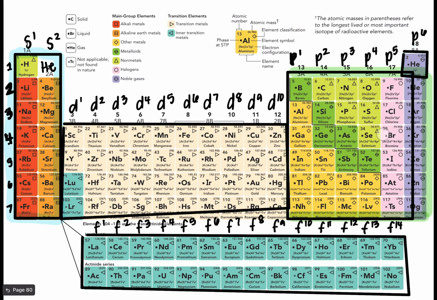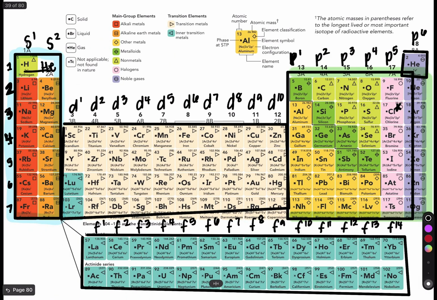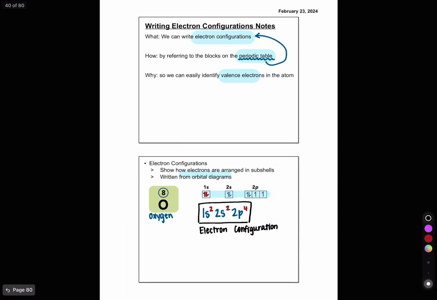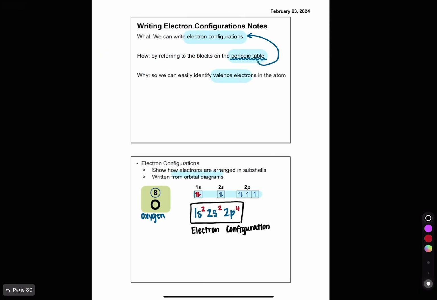Let's do this again for chlorine. So chlorine is located right here, element number 17. So that means I've filled the 1s block with 2 electrons. I'm going from element 2 to element 3, which is in my 2s block. So I filled up my 2s block with 2 electrons.